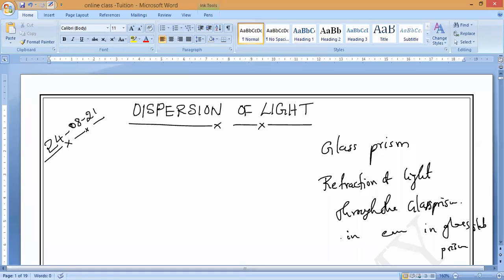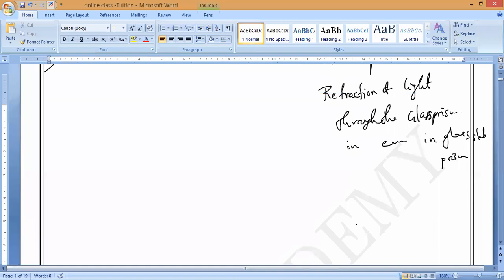We also studied the difference between them. How the incident ray, the refracted ray and the emergent ray behave in a glass slab as well as a glass prism. What is the difference between them? What is the angle of prism? Like this, we studied so many things in the last class. Is it yes?